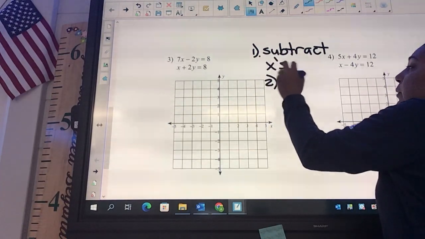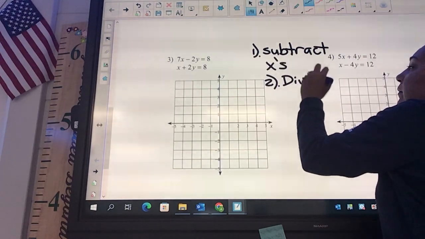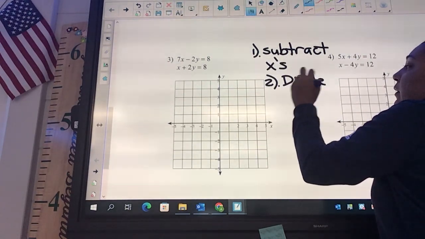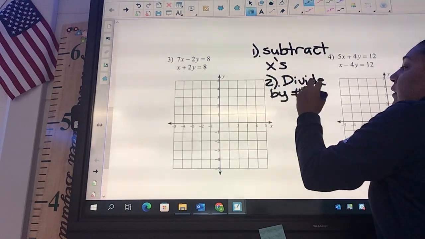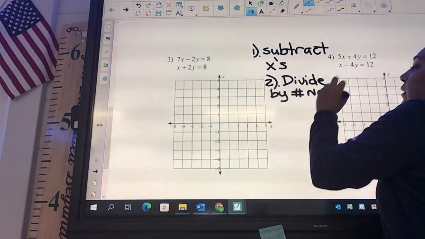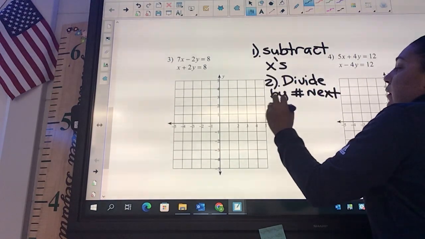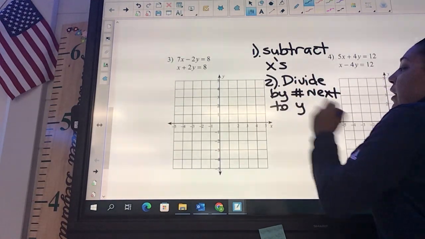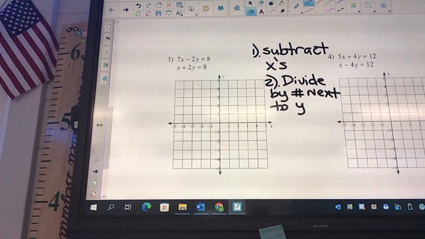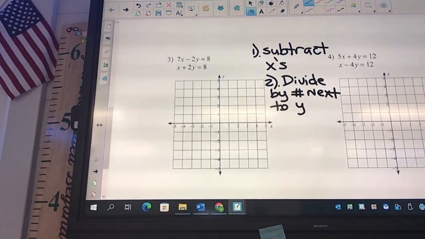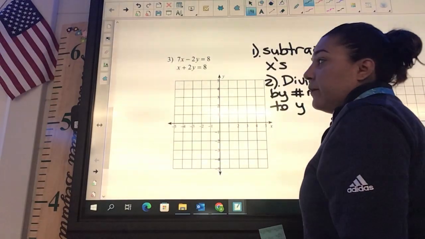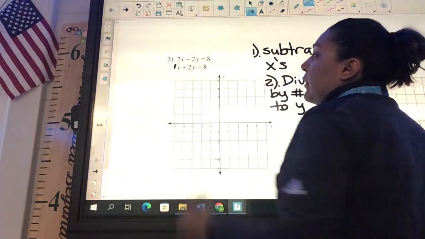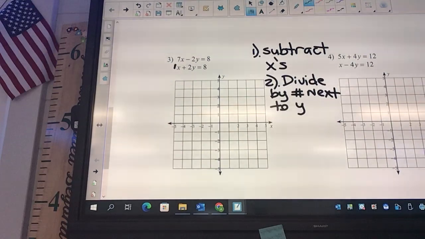And then your second step would be to divide by the number next to the y. Okay, if there is a number there. Okay, and I would also fill in any ones. Okay, so where's there a 1 up here? Yeah, there's a 1 right here. Okay, so I would fill it in. It's going to make your life a little bit easier.